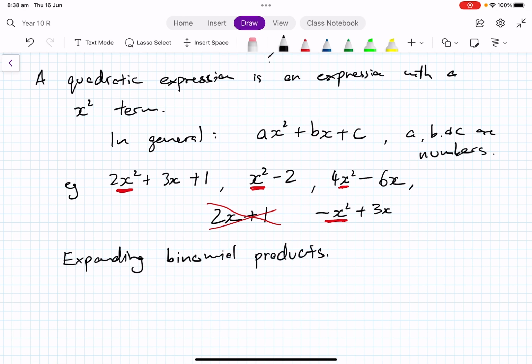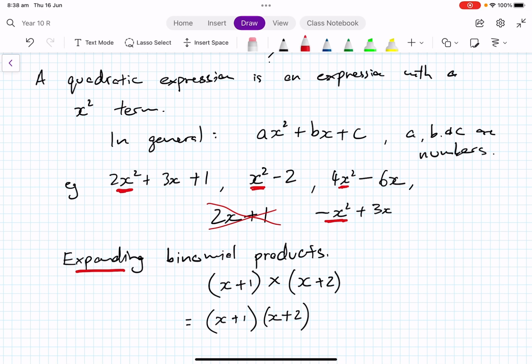As we said already, a binomial is something like x plus 1. And a binomial product, the product means we multiply them, multiplied by, let's say, x plus 2. We don't need to write the multiplication sign. When we just put x plus 1, x plus 2, it's implied that they're multiplied. Product means multiplication. A binomial means this one and this one. So we want to see how we're going to expand that.